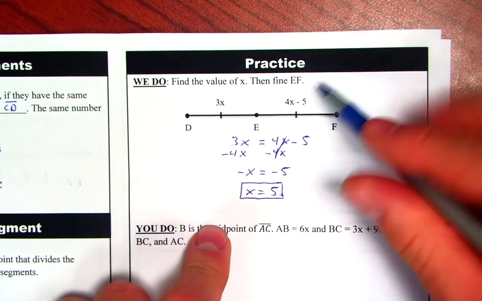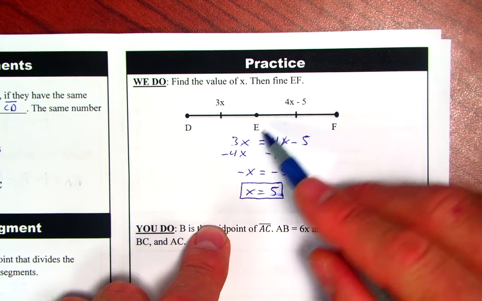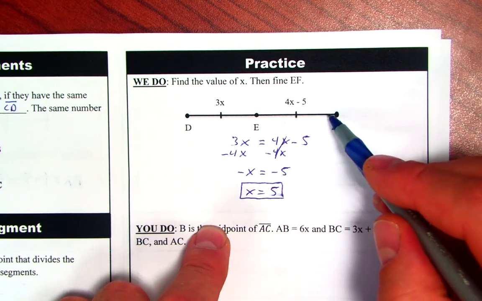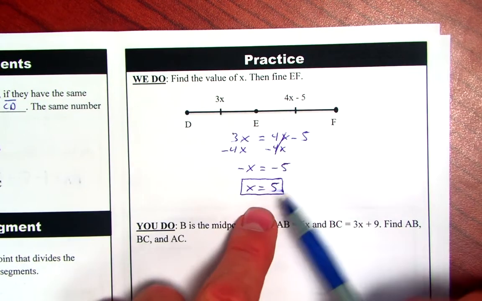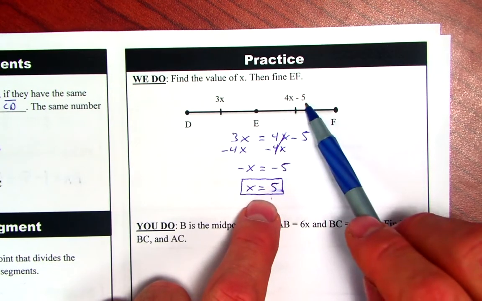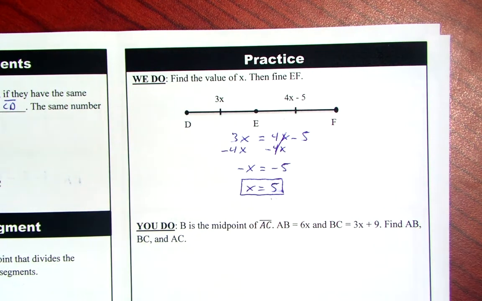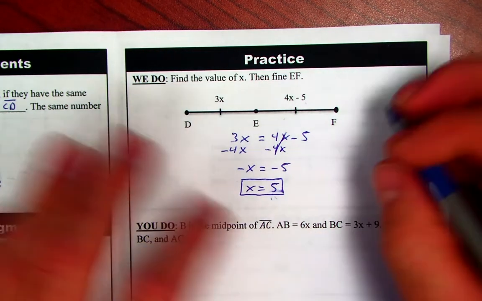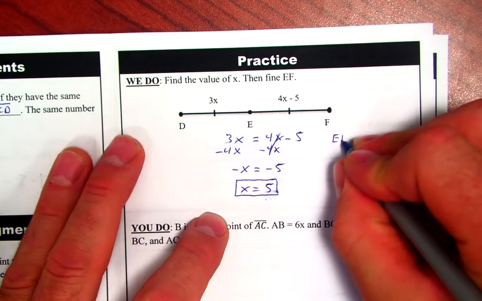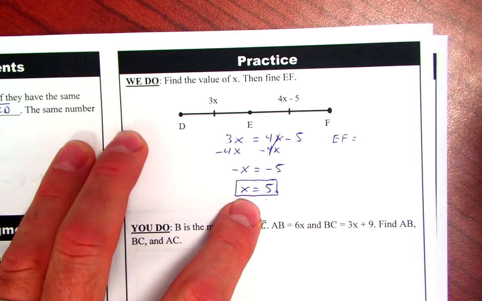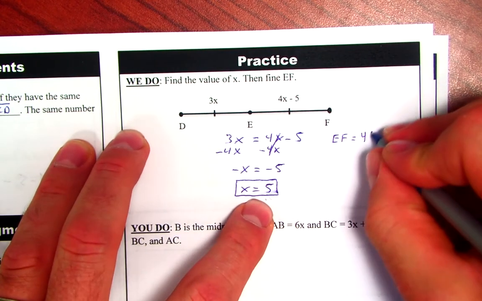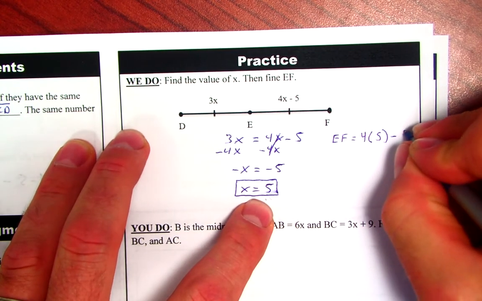The second answer we need is the length of EF, so just this part. Well, there's a couple ways to do it. You could plug 5 into this, or you could plug 5 into that, and they're congruent. So 3 times 5 is 15. Now, we should get the same thing if we substitute 5 into this expression. 4 times 5 minus 5.